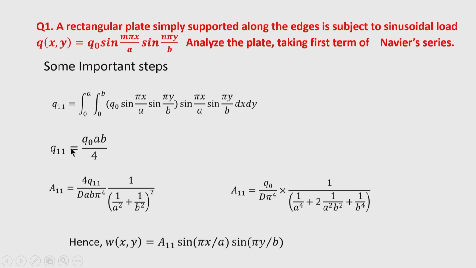Once you find q11, then you can find a11 as 4 q11 divided by D a b pi to the power 4, and here actually m square by a square was there, but m is 1. So, 1 by a square plus n square by b square were there, but since n is 1, so 1 by b square, and whole square. So, this is the expression for a11.